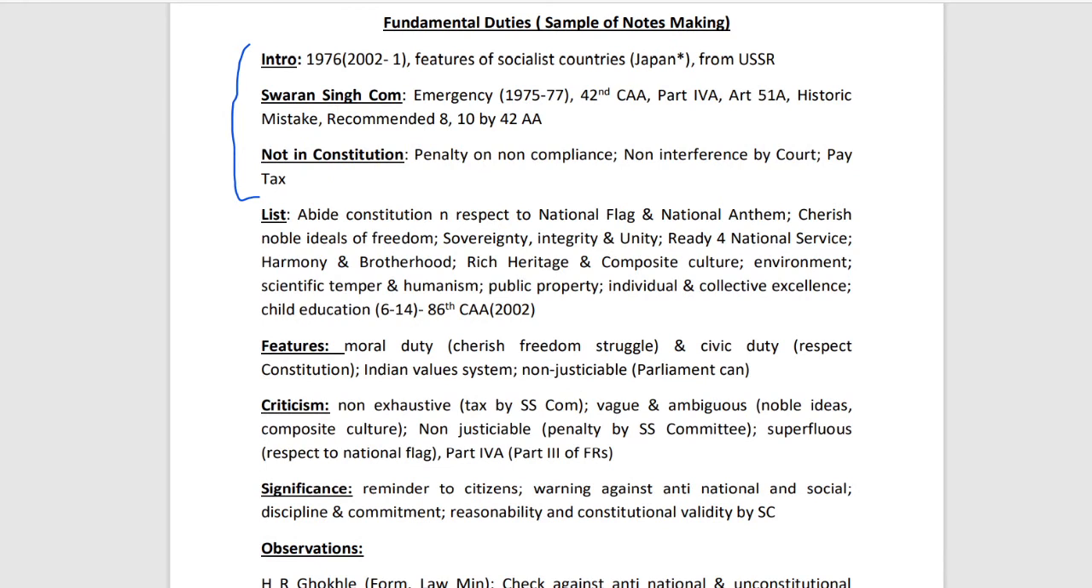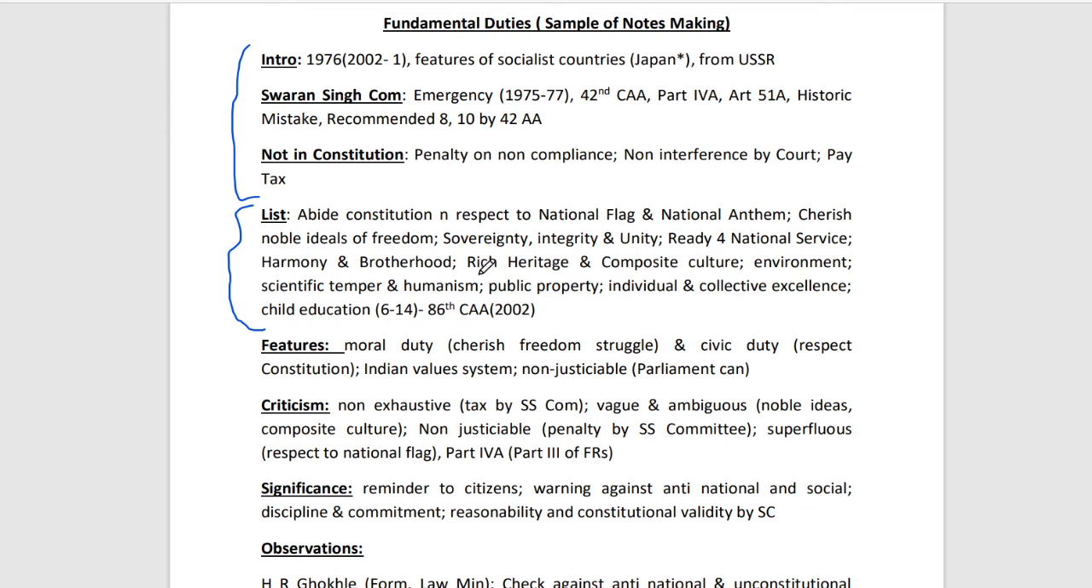See here, simply the entire bulky part of listing comes in just one small paragraph. And let us see here, can we recall it? Okay, just read. Abiding by the Constitution and respect to the national flag and national anthem. Number 2, cherishing noble ideas of freedom. Third, protecting sovereignty, integrity and unity of India. Next, ready for national service whenever it is required. Next, promoting brotherhood and harmony.